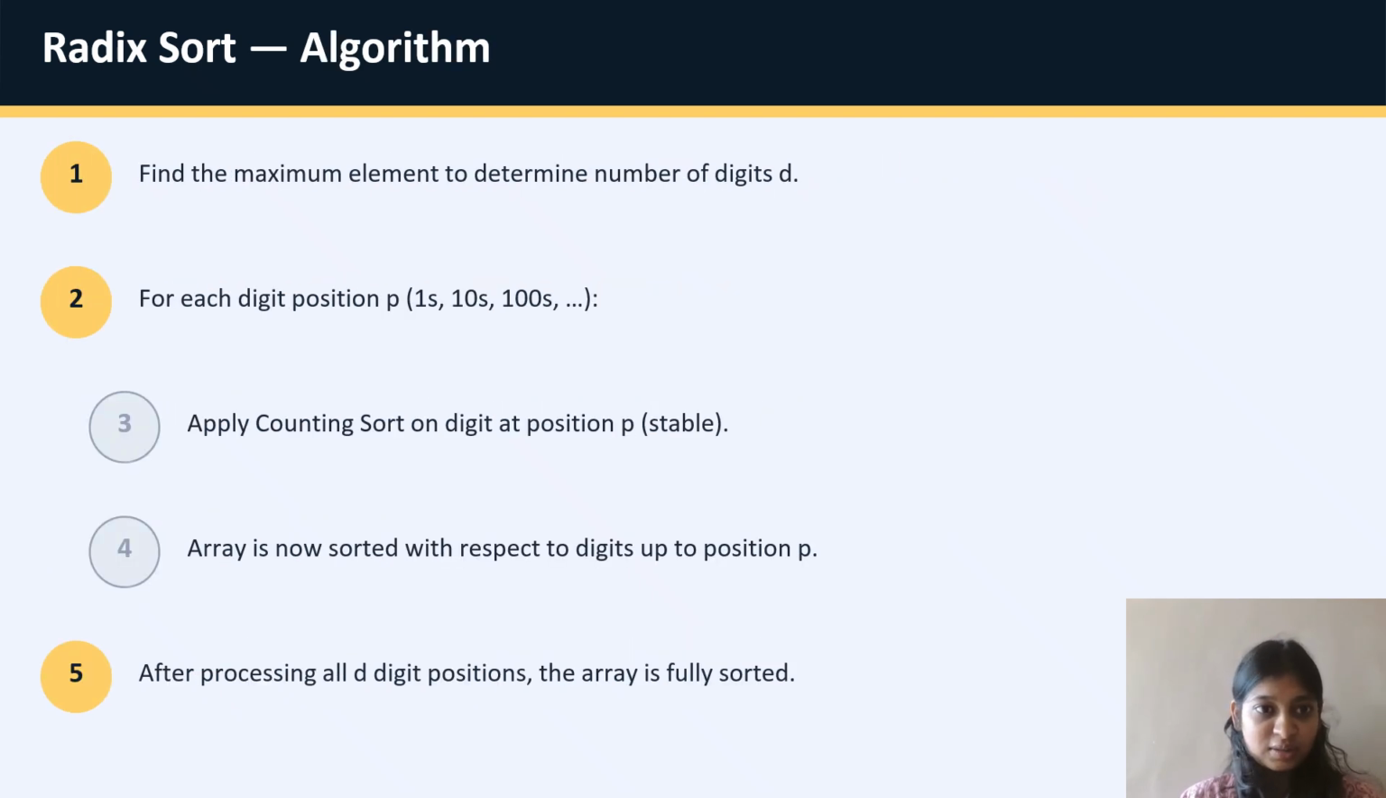The algorithm of radix sort: step one, find the maximum element to determine the number of digits. Then for each digit position, ones, tens and hundreds, do a counting sort on the digit at position p. The array is now sorted with respect to digits up to position p. After processing all digit positions, the array is fully sorted.